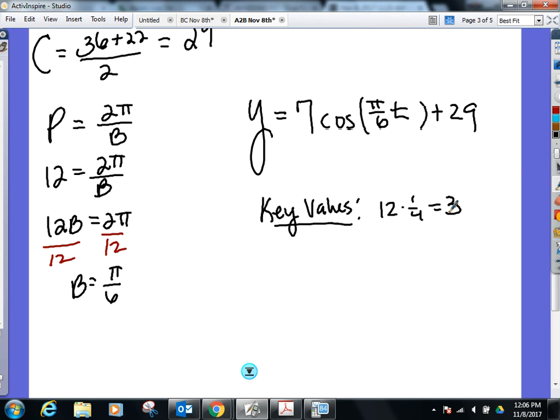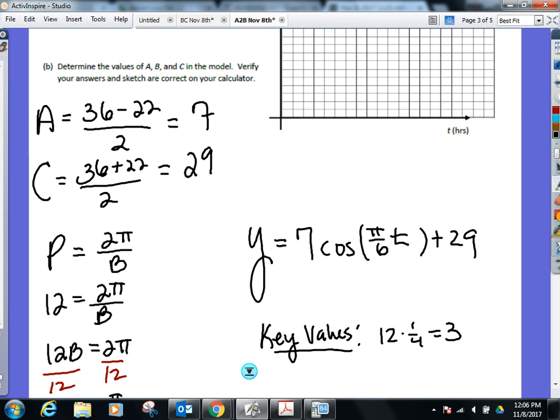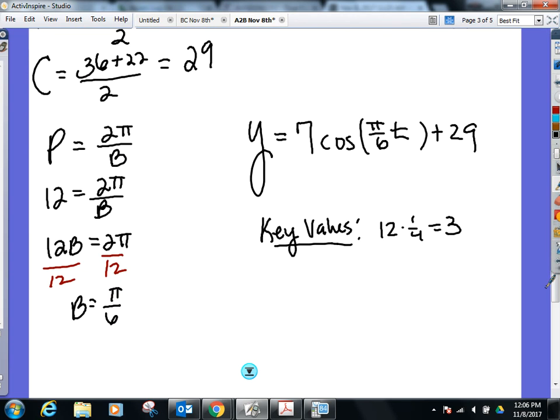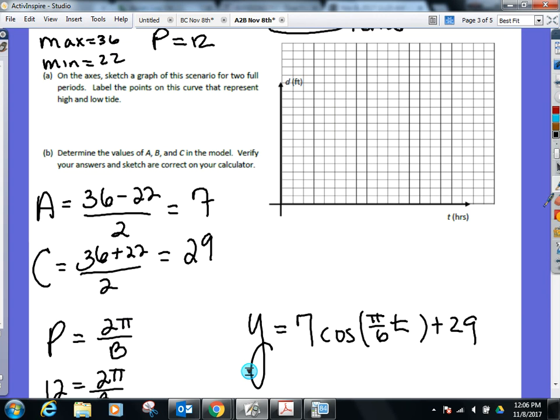The y-axis is your range. You don't need to find it because I told you already. What was the max and the min? It went from 22 to 36. So we need to go from 22 to 36 on the y-axis. And I'll let you go on your own here in a second. Just be careful how many, take a look.